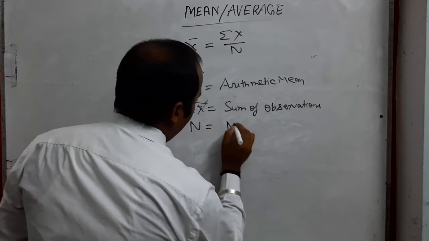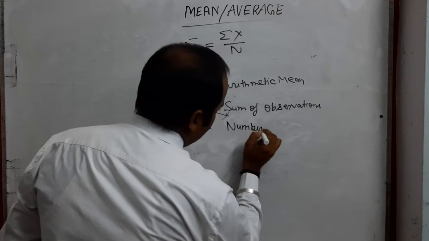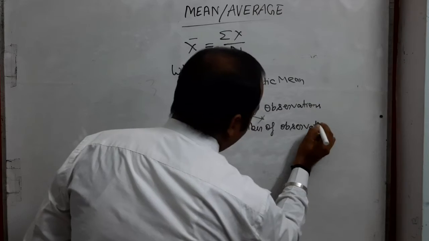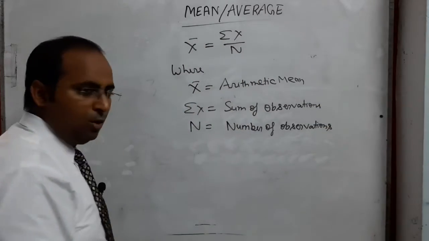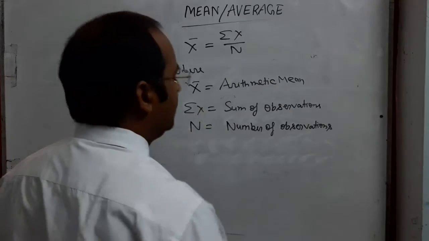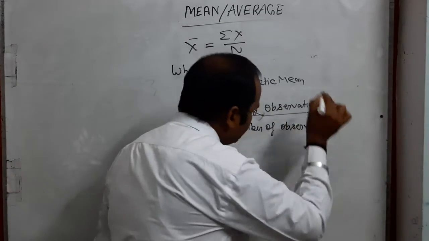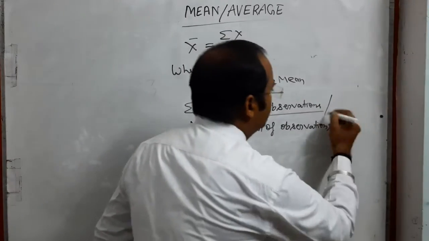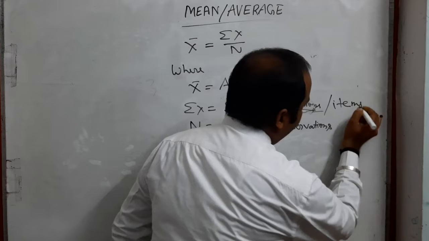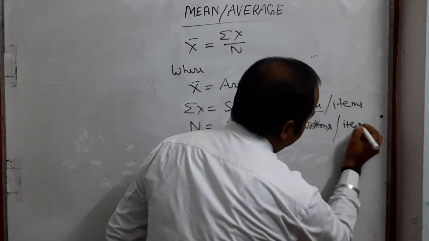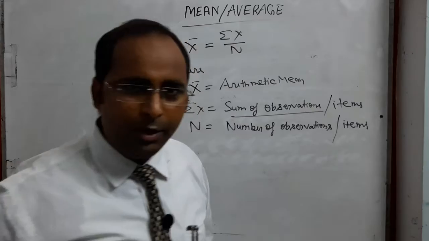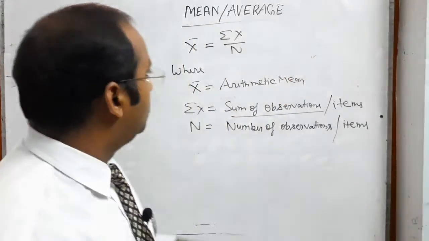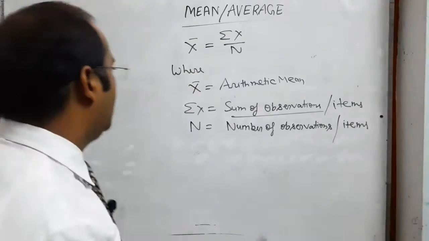N is the number of observations or items. You can say this sum of observations, you can write here items. Both meanings are the same. Okay, now you take a sum to calculate mean. How to calculate? Now see.